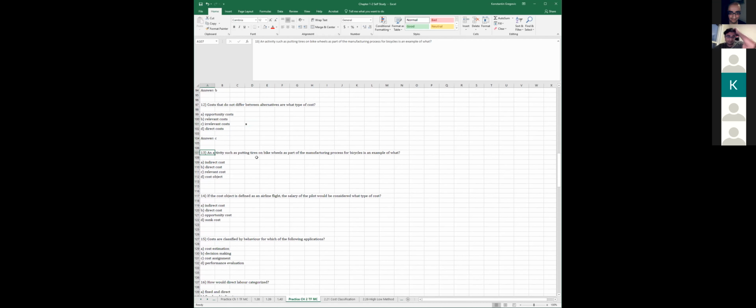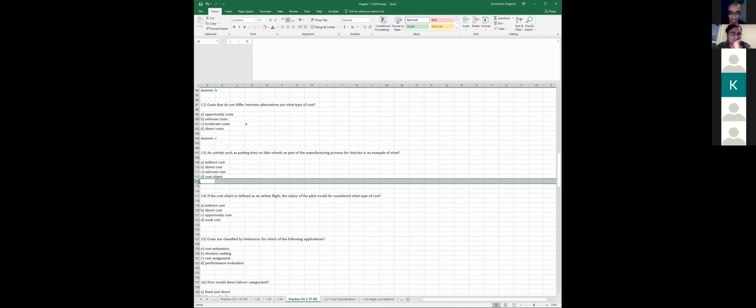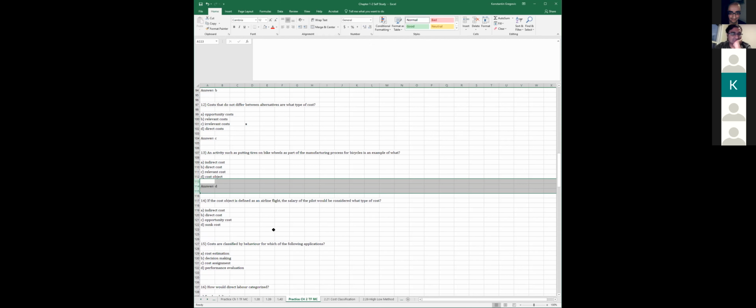An activity such as putting tires on a bike wheels as part of the manufacturing process is an example of what? Direct costs. Yes. Putting tires as part of the manufacturing. Well, that's labor. You're putting the tires on. But that's direct labor, though. It has to be direct cost, right? Yes, probably. Cost object. It's in the book somewhere. An activity such as putting tires as part of the manufacturing process.